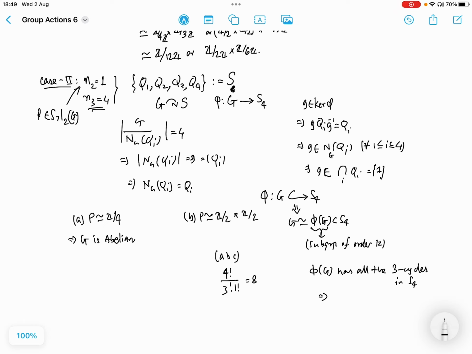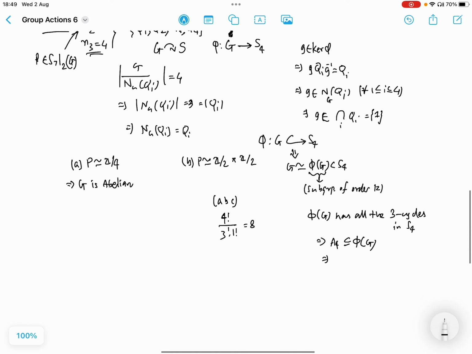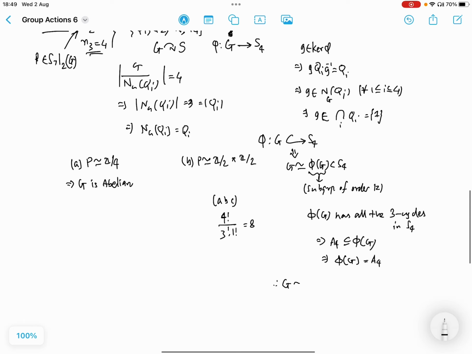So you get that A4 must be inside this image. But again, both of them have order 12. So you get this inclusion cannot be proper, or the image must be the same as A4. And from here you get that G is isomorphic to its image under phi, so that is A4. So that is our first non-abelian group of order 12.